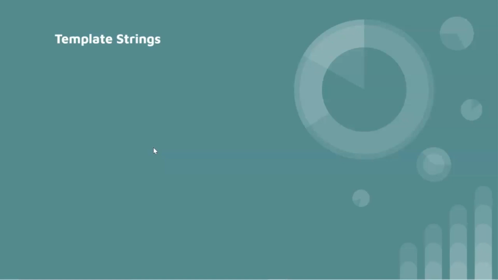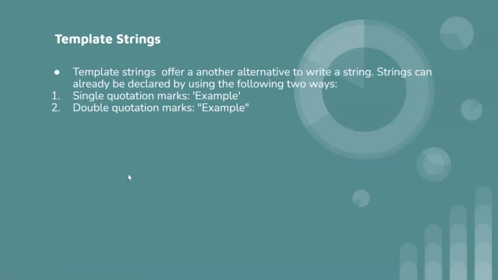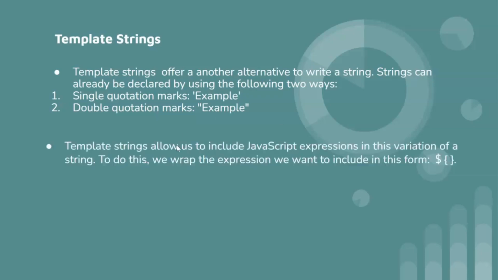Now the next is template string. The template strings offer another alternative to write string. Strings can already be declared by using the following 2 ways. One is single quote and the other one is double quotes. Now template string allows us to include JavaScript expressions in the variable of a string. To do this, we wrap the expression we want to include in a form that is $, open, close parenthesis.